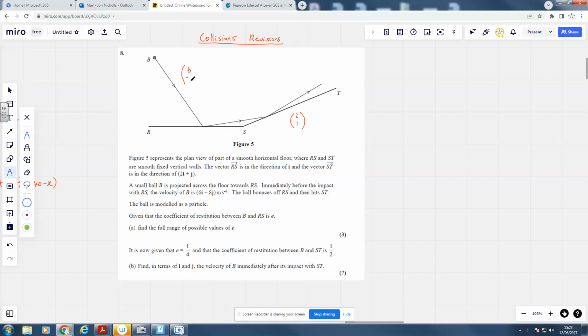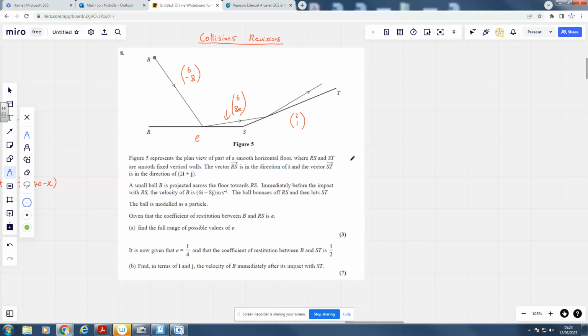Okay, what do we know? We know that this is 6, minus 8. We first have to find a range of possible values of E. On this one, the rebound, well, 6 stays the same, and the rebound is going to be 8 times whatever E is, because E is the coefficient of friction between this one and this. And we know that that's parallel to 2, 1.